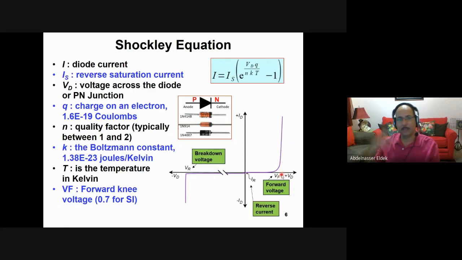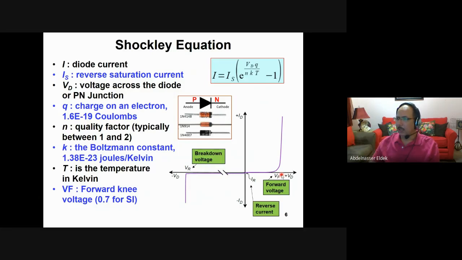As I said, it is 0.7 volt for silicon, 0.3 volt for germanium I believe, and around 1 to 3 volts for LEDs with different colors and so on.